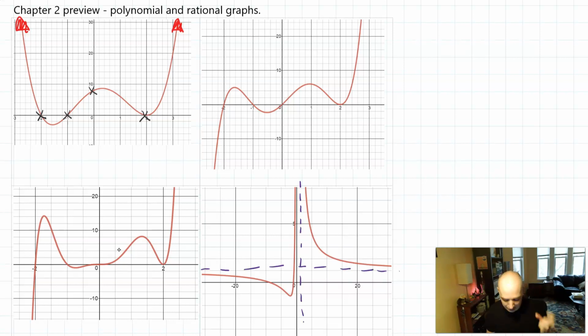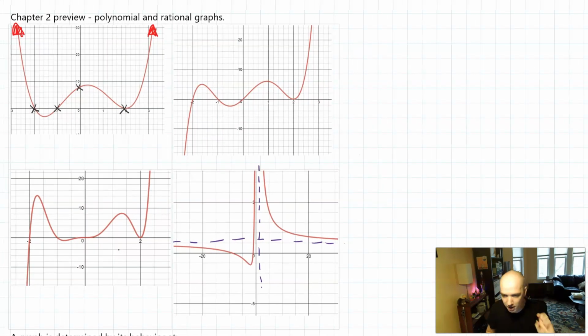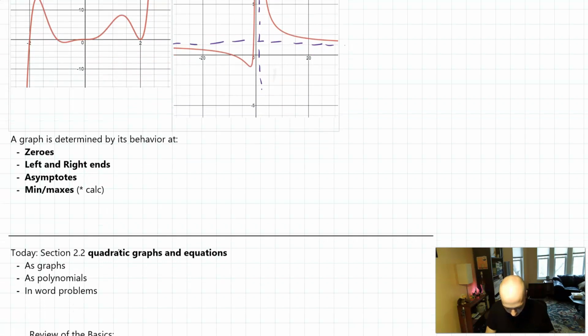And it turns out that if you can understand in a graph like this where the zeros are, where the asymptotes are, and what is happening in the left and right ends, you pretty much know exactly what's going on with the graph, and sketching the graph becomes a connect the dots exercise. So, we are not graphing any of these today. Instead, we are going on and looking at the most basic kind of polynomial graph, and that is a quadratic.